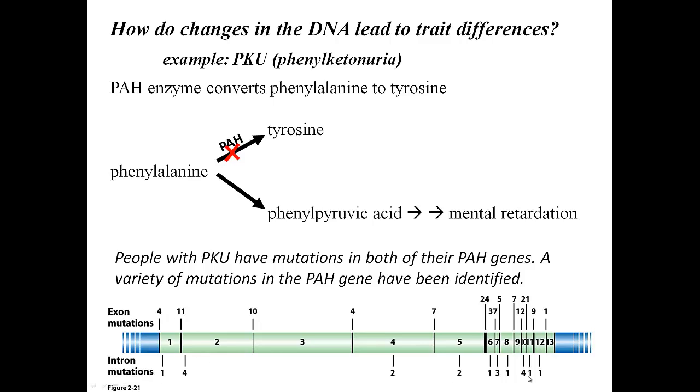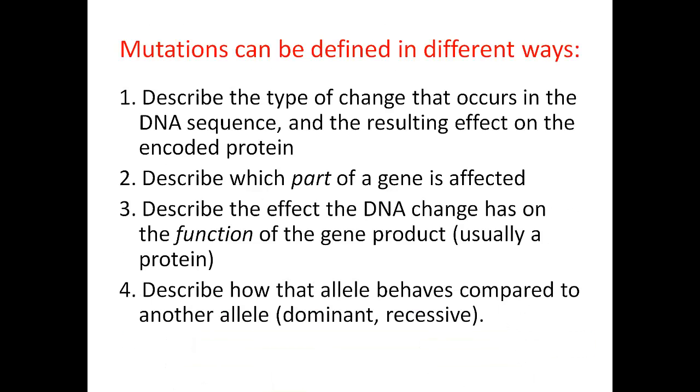There are also some mutations that have been located in introns, and probably some of those will affect the correct splicing of the intron, so that the messenger RNA is not formed properly. So we're going to focus for the rest of this lecture on how we interpret mutations. How do we describe them?